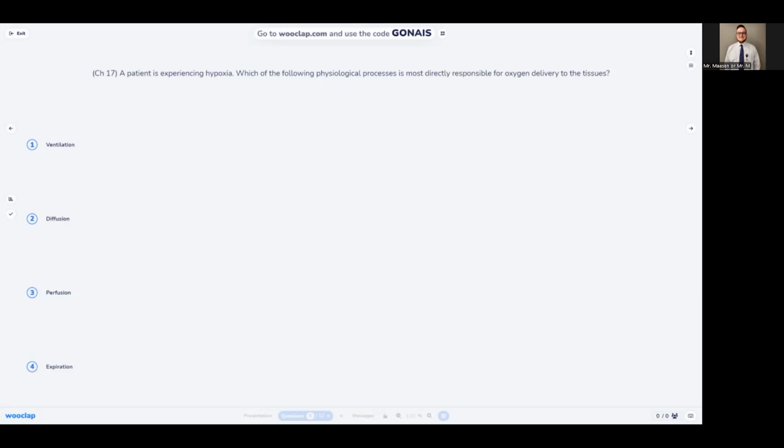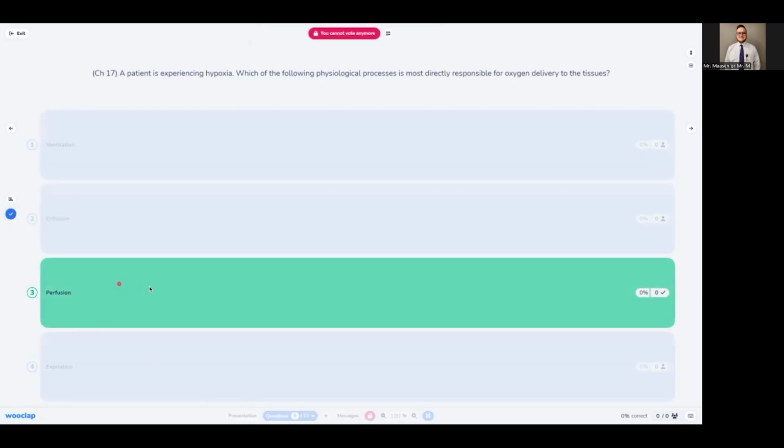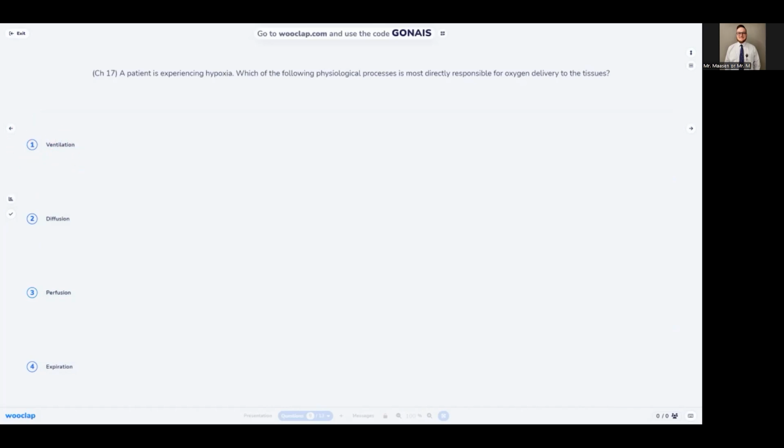So patients experiencing hypoxia, which of the following physiological processes is most directly responsible for oxygen delivery to the tissues? So see what you think. See what you can kind of work out here. You said perfusion, you're correct. So with hypoxia, it's a problem of perfusion usually. Like blood flow is not getting where it's supposed to be. Their ventilation is probably okay. Hypoxemia, low in the blood, means there's likely more of a problem with ventilation. So if you want to help think of that difference between hypoxemia and hypoxia that way, that's probably not the worst way to think about it.